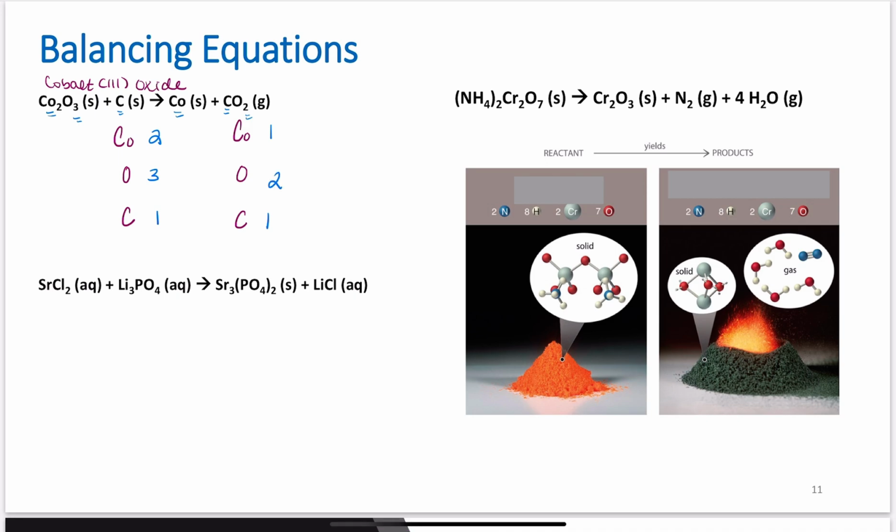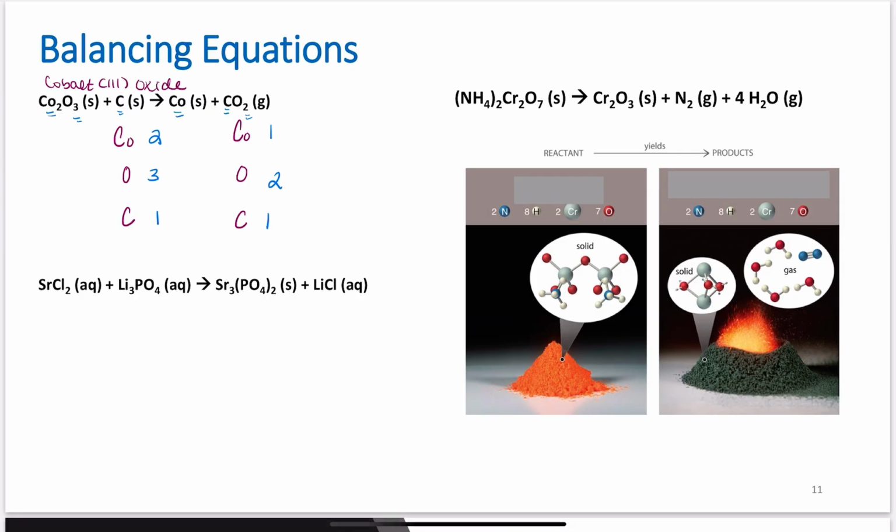Now, some students may want to just start with the cobalt because it's the first thing listed, but trust me, when you have something like this going, do the oxygen first, because oxygen is rarely by itself. And if it is, it's by itself in the form of a diatomic. It's usually paired up with something else, so it's going to change the number of a different element you have in your reaction. So go ahead and get those oxygens balanced first.